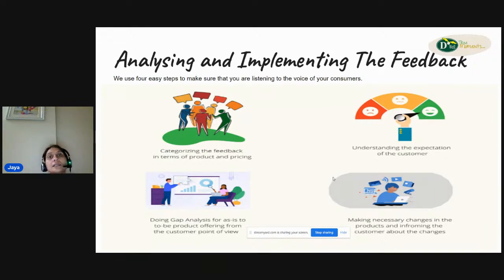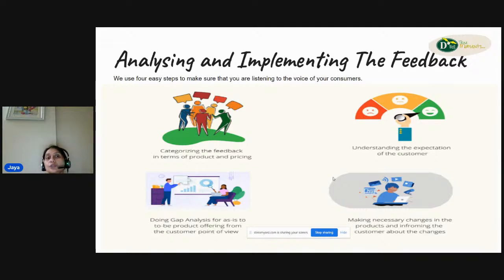Secondly, we try to understand what the customer requires from your product, what the expectations of the customer are. Then we do the gap analysis: what your product offers and what we can offer to the customers. And the last part is, when we improvise that product, we will always give an announcement to the consumer that it has been improvised, so that he can come back again and we can retain those customers.